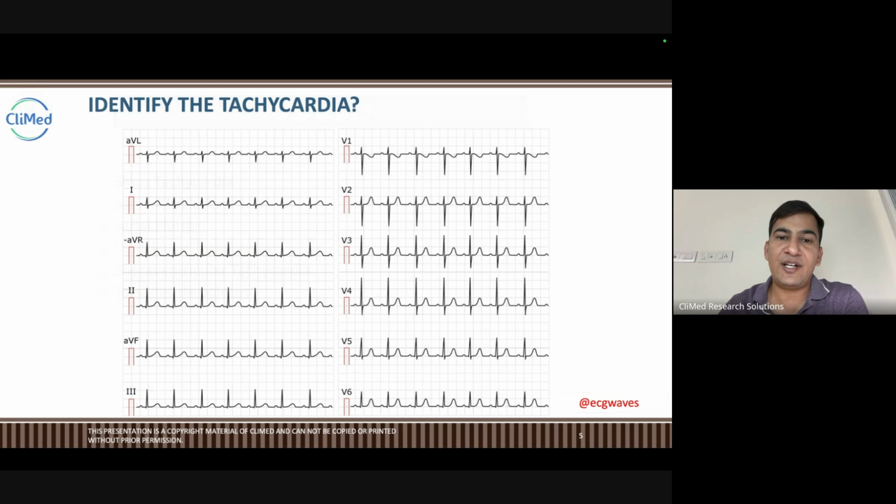So, can you identify which tachycardia it is? Guys, identify this tachycardia and tell me the heart rate. Which tachycardia is this and what is the heart rate? I'm telling you this is a tachycardia. I'm not asking which arrhythmia, I'm just directly asking which tachycardia. So calculate the heart rate and tell me.